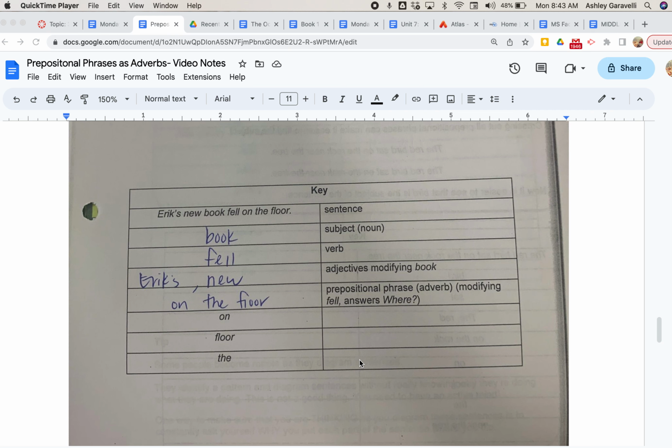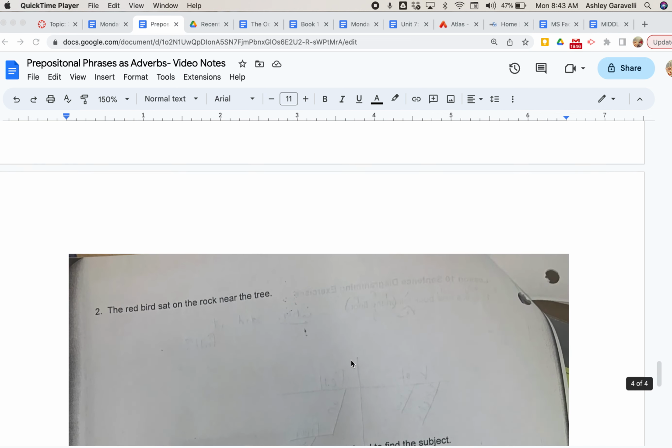Okay, now look at your key. Fill this in just like I did. So we already have the sentence. Book is our subject. Fell is our verb. Adjectives modifying book, Eric's and new. Prepositional phrase, which is an adverb, on the floor. Oh, and I didn't fill this out. On, what are we going to write? Preposition. Floor, what are we going to write? OP. The, what are we going to write? Adjective. Okay, then the last thing.